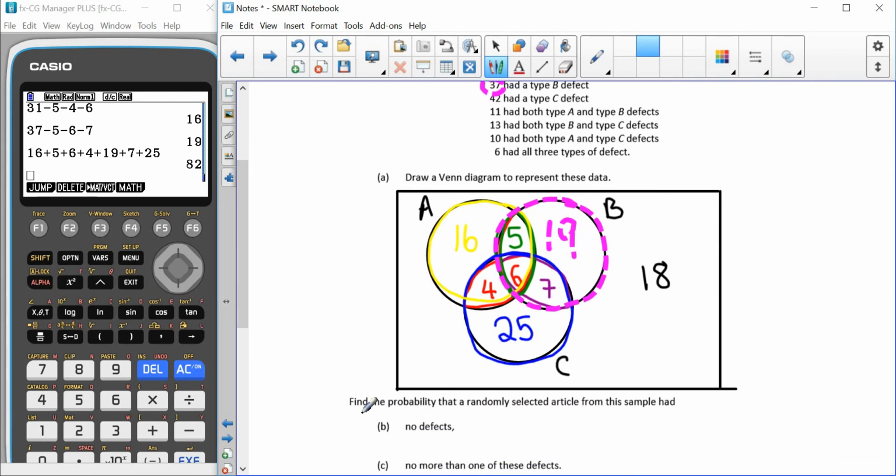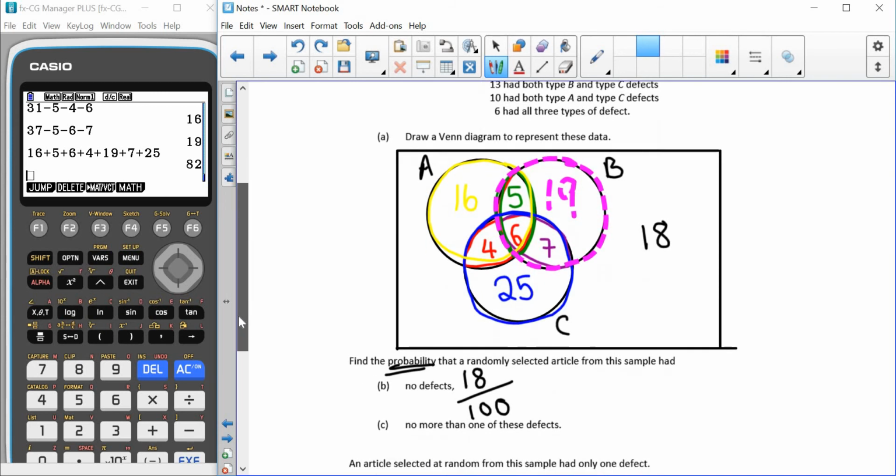So we're now going to answer some questions on this Venn diagram that we've drawn. So we're trying to find the probability that a randomly selected article from the sample had no defects, and we're looking at probabilities. So we can see here that 18 of them are not in circle A, B or C, but that's not a probability. We have to do that out of the total number of articles that we looked at, which was 100.